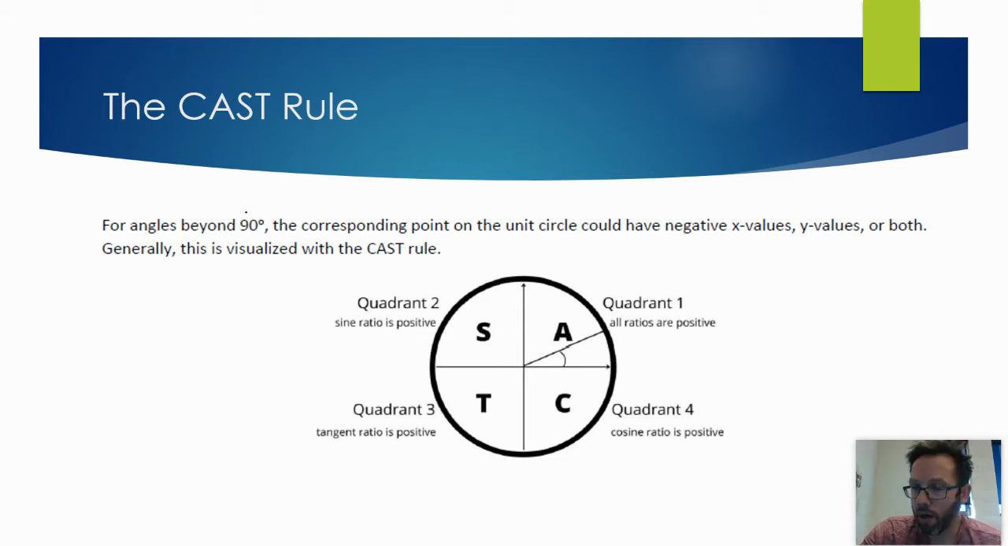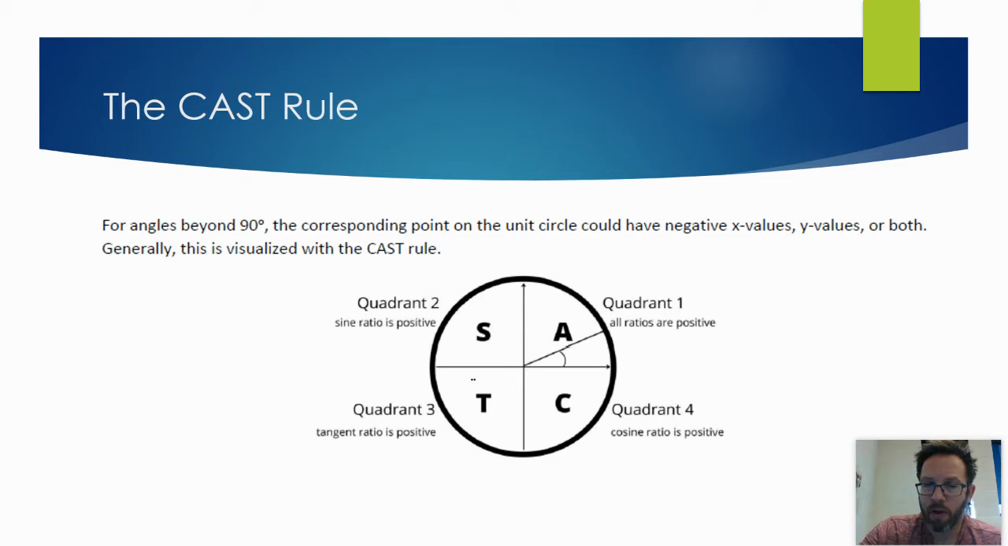So in quadrant 1, where angles start from 0 to 90, that quadrant is labeled A. All the trig ratios are positive. That's why when you did SOHCAHTOA with right angle triangles, where all the angles are between 0 and 90, you always got sine, cosine, tan as positive, and everything was okay. In quadrant 2, for angles between 90 and 180, only the sine ratio is positive. The cosine and tangent are negative.